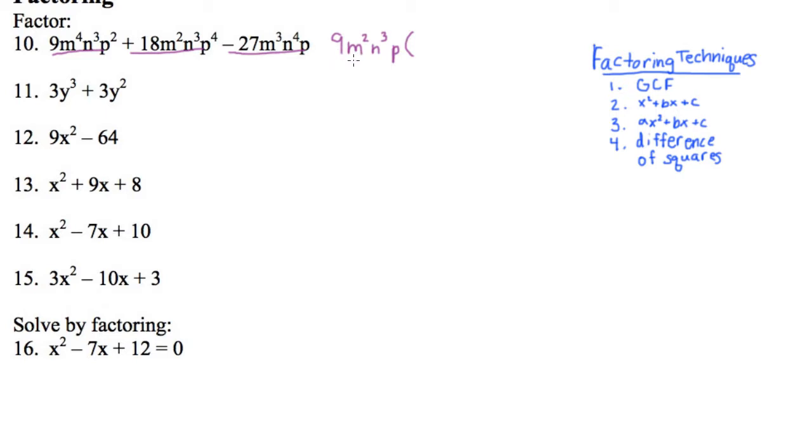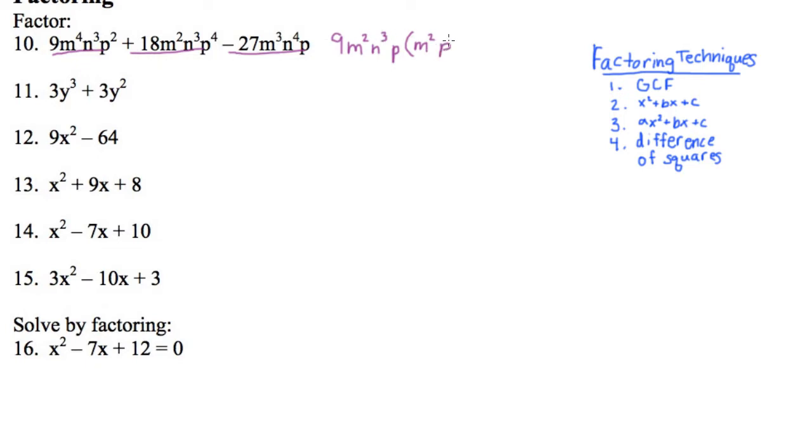So let's see. If we factor out, if we divide out 9m squared n to the 3rd p out of this term, what will be left over? Well, we divided out the 9, so that's gone. We divided out m squared, mm. So if we take 2 of those m's out of there, we're going to have 2 left over. And then n to the 3rd, okay, we divided out n to the 3rd, so that's gone. And we divided out 1 of the p's, so there's still a p left there.